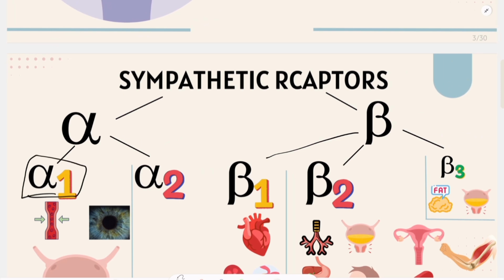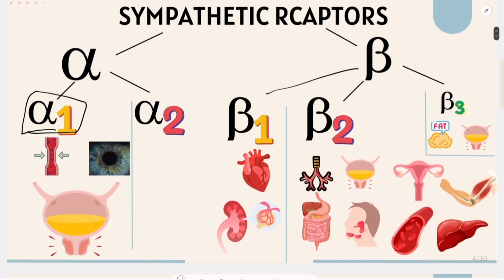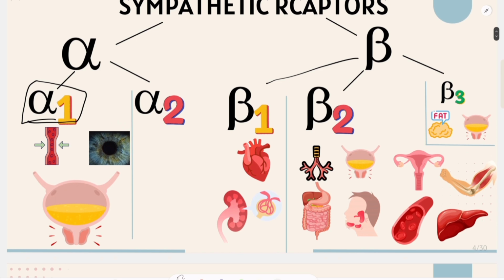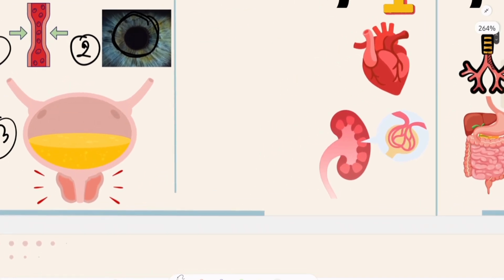Although alpha 1 receptors are present all over the body, you need to remember three main areas which will solve all your concepts. These three places are: it is present on the blood vessel, where the main function is to cause vasoconstriction. Second, alpha 1 is present in the eye, where the effect is to cause mydriasis or pupillary dilation. Thirdly, alpha 1 is present on the prostatic urethra.